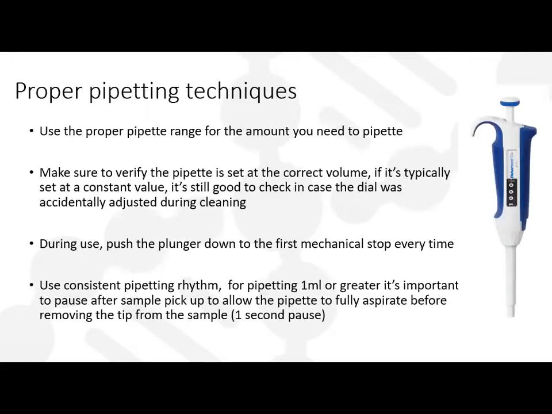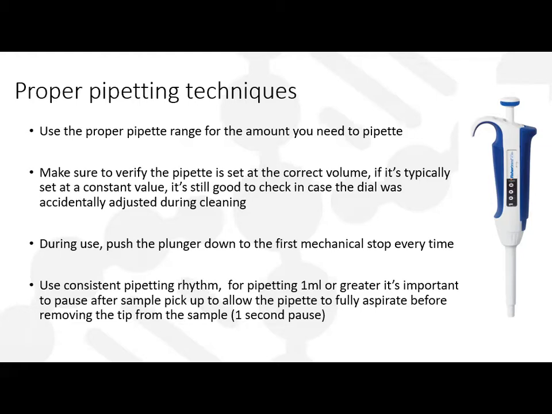And because one of those major things that can go wrong is pipetting, I just wanted to touch on a couple points of proper pipetting technique. You want to make sure that you grab a pipette that's in the proper range for the volume that you need. You want to verify that the pipette is set at the correct volume, even if it's typically set at a constant value and doesn't really ever change. It's still good to check in case the dial was accidentally adjusted during cleaning. I know that can sometimes happen. So it's always good to get in the habit of checking your pipette is set at the correct volume.